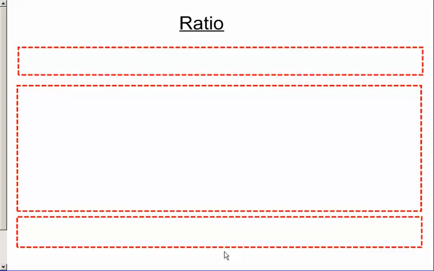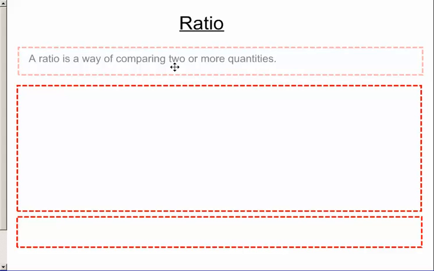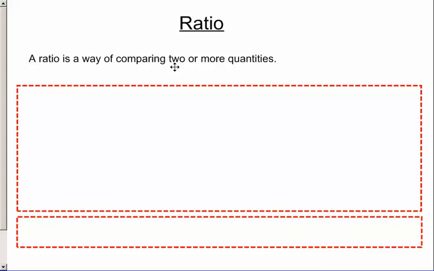Ratio? First of all, we need to remember what a ratio is. A ratio is a way of comparing two or more quantities. That's all it is. It's a way of comparing two quantities or three or more quantities. So, the very basics, what is the ratio of apples to bananas?